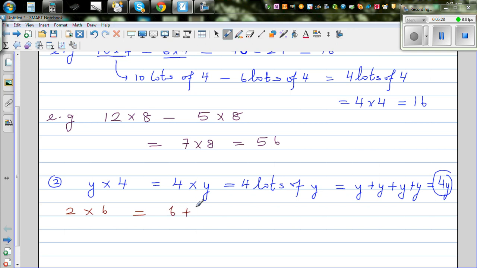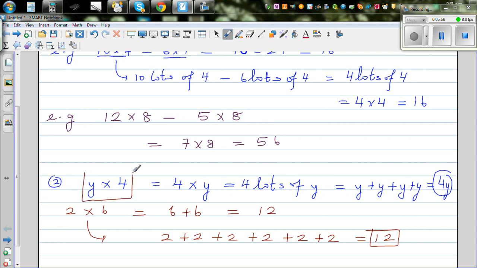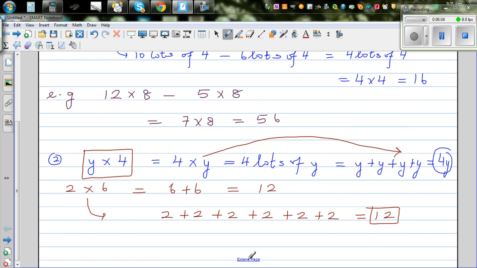You can say this is 6 plus 6, which is 12. Or the same thing can also be said as 6 lots of 2. So that is 2 plus 2 plus 2 plus 2 plus 2 plus 2. So there are how many lots? 1, 2, 3, 4, 5, 6. That's also 12. Okay, so basically y times 4 is 4 times y, and 4 times y is 4y. Okay. Let's go to the next question.